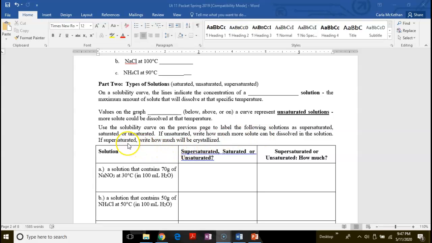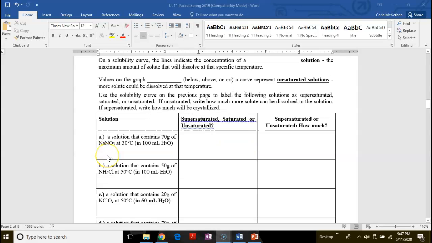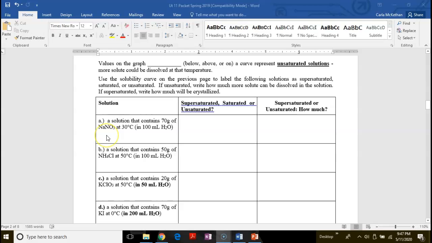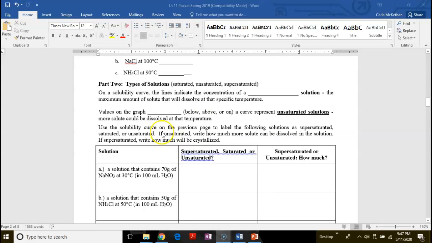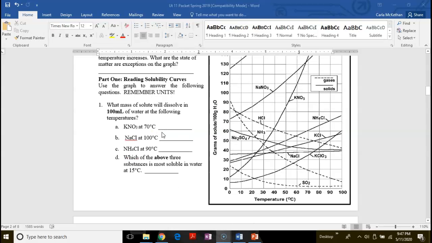If it is supersaturated, how much would be crystallized? So it says a solution that contains 70 grams of sodium nitrate at 30 degrees in 100 milliliters of water. First and foremost, we're going to find out what type of solution it is. You're going to go to your graph and find 30 degrees, and it says a solution that contains 70 grams of sodium nitrate. So you're going to find a saturated amount first.